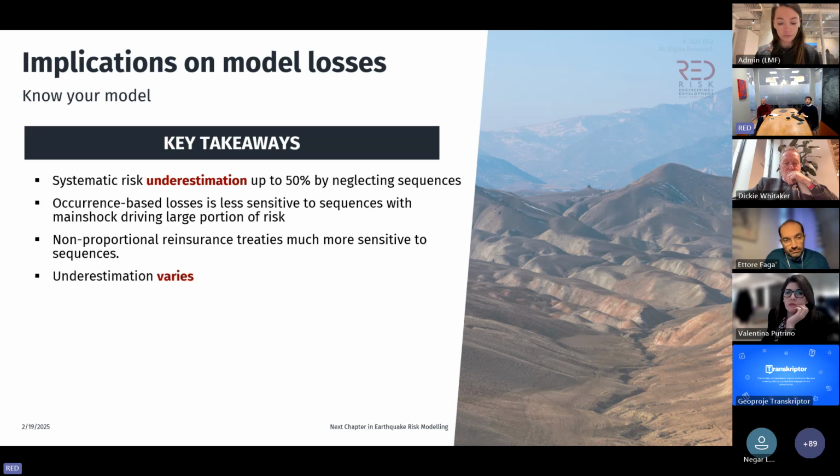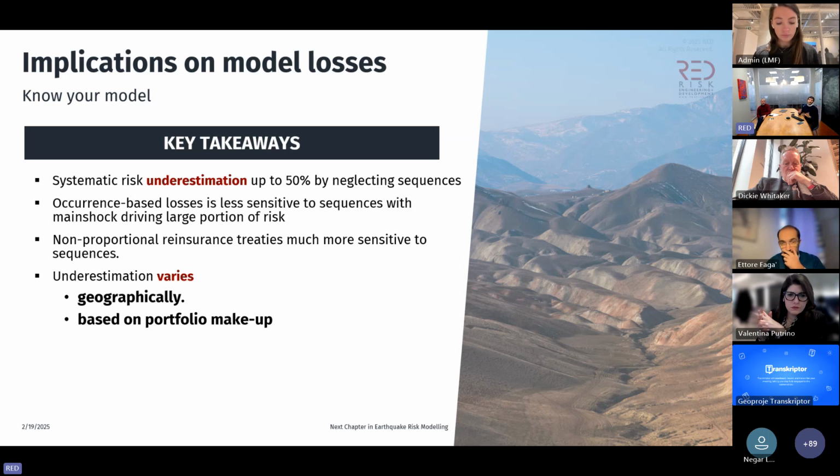Then underestimation may vary geographically. You saw this going from one area to another. You might be less or more prone to sequences based on your makeup. If your portfolio is made up of, say, masonry buildings that are known to be more prone to cumulative damage, you might be looking at a different underestimation versus another place in the world.